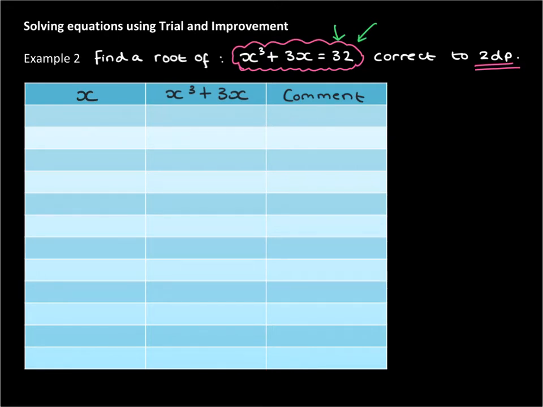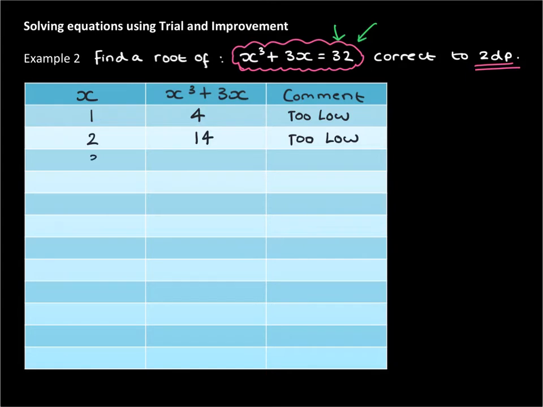So my first value of x, often quite sensible to choose a value of 1, especially if the output isn't that high. Now, if I substitute in x is 1 into 1 cubed plus 3 times 1, I get an output of 4, which is obviously too low compared to 32. Let's substitute in x equals 2. This gives me an output of 14, which is again too low. So I haven't found a gap that contains my actual answer here.